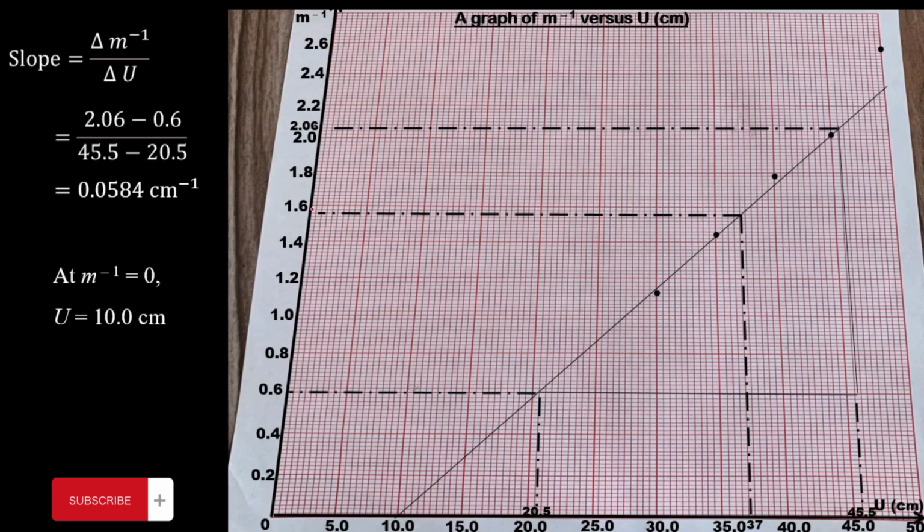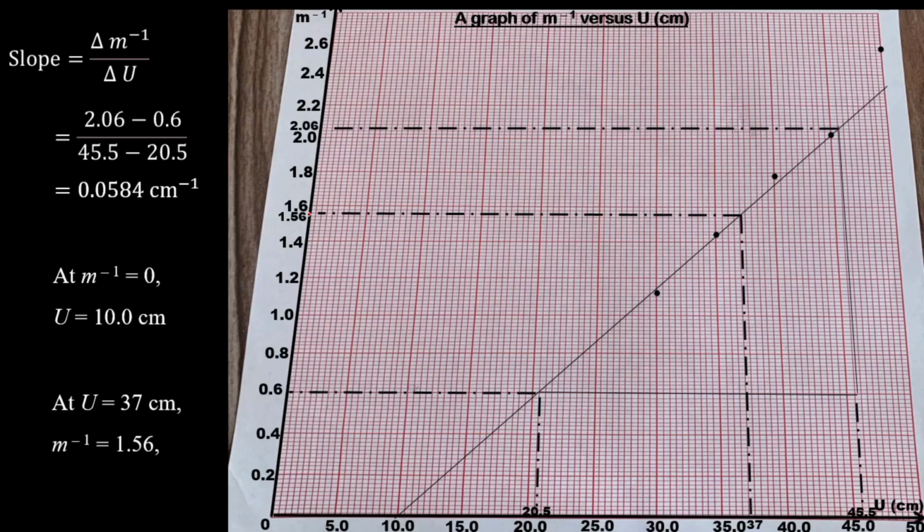If we do that, what is the value here? Let us read it off. If this is 1.6, this will be 1.58, and then below that should be 1.56. So that becomes the value. It implies therefore that at u equals 37 centimeters, we have the m inverse is 1.56, and as such, m should be 1 divided by 1.56, which gives us 0.64. So we have been able to accomplish every task that was set for us at the beginning of this video for this experiment.